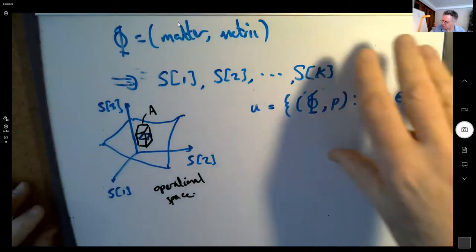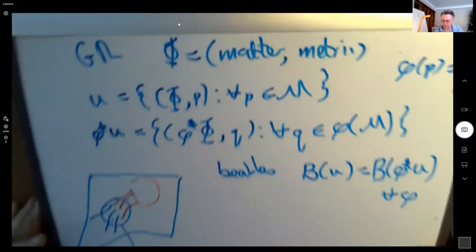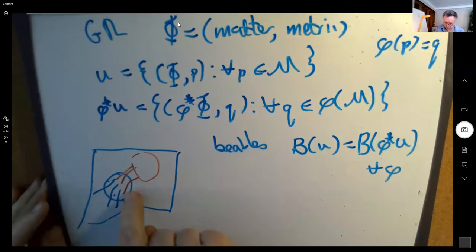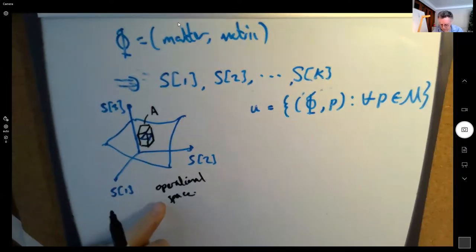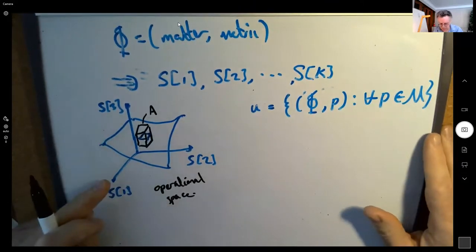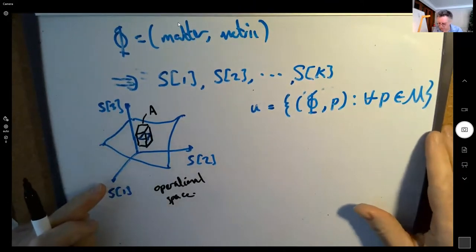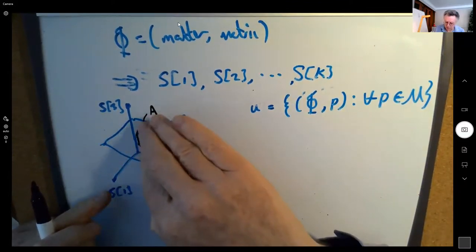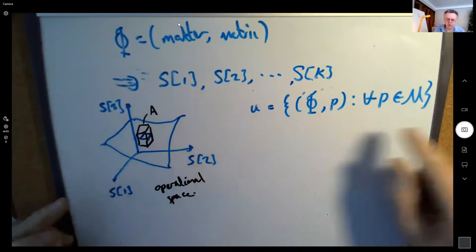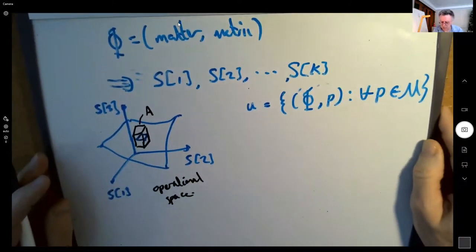So we've started with a general solution. We had the problem that we couldn't talk about properties inside a region of the manifold. However, we can talk about properties in a region of this operational space, because if we hit this with a diffeomorphism, the surface stays where it is. So properties inside this box A remain unchanged under the diffeomorphism. So they are observables.